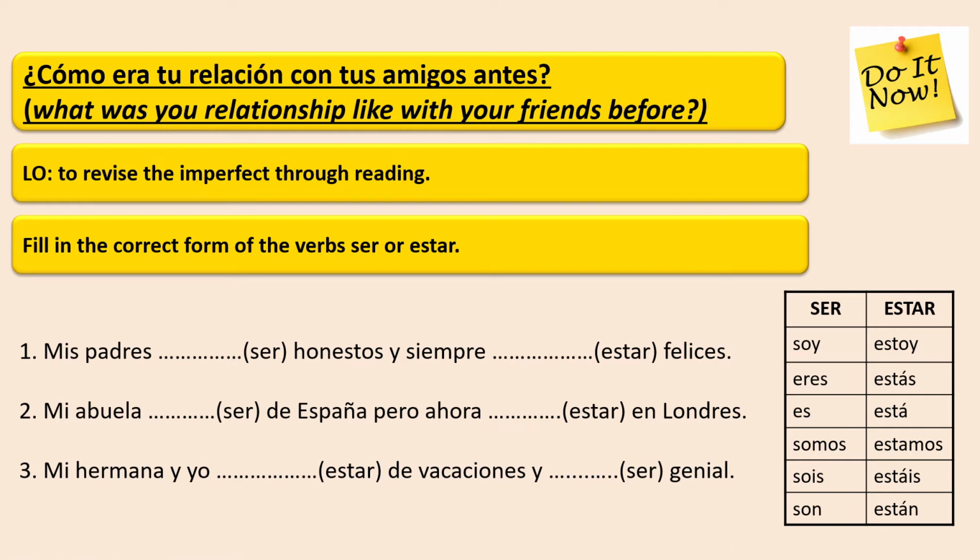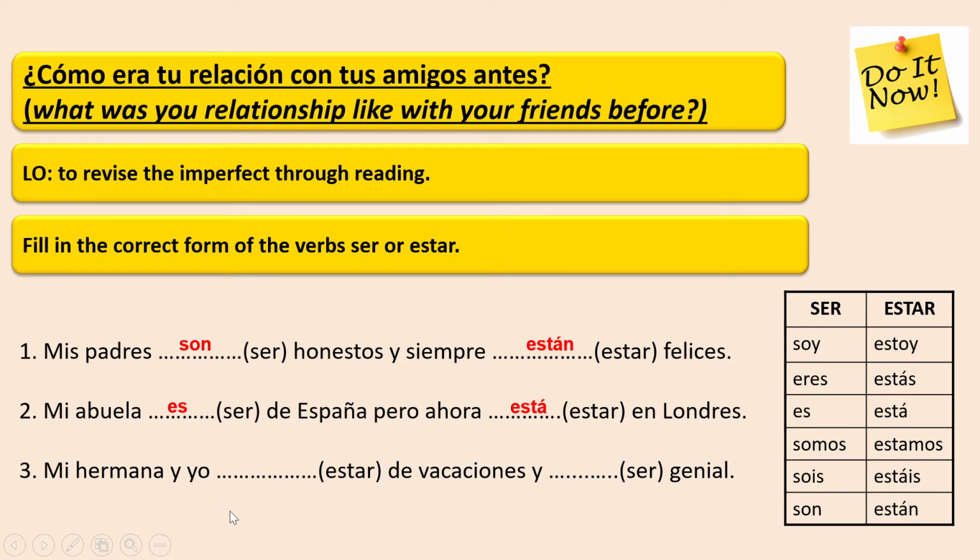Okay, so mis padres son honestos y siempre están felices. The reason why we've chosen these two at the bottom is because we're saying my parents, they are honest and always are happy. Number 2, mi abuela es de España, pero ahora está en Londres. So my grandmother is from Spain. We're talking about nationality, but now she is in London. So this is talking about where she lives now, but she is originally from Spain.